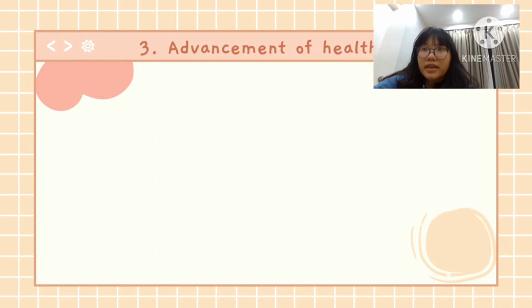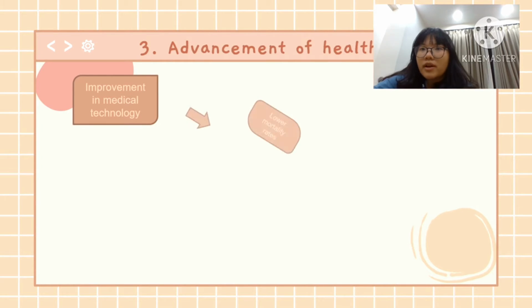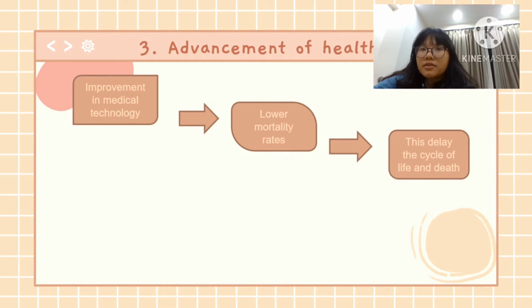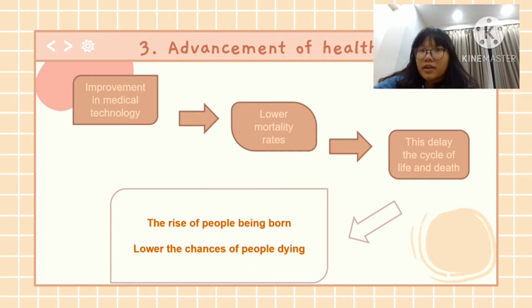Another reason is the advancement in healthcare. The improvements in medical technologies have led to lower mortality rates from many serious viruses that affect people's health. The fatality rate is much lower now than in the past. It delayed the cycle of life and death and led to a rise in people being born and lowered the chances of people dying.